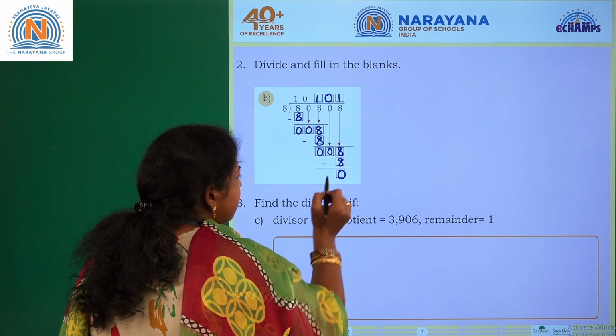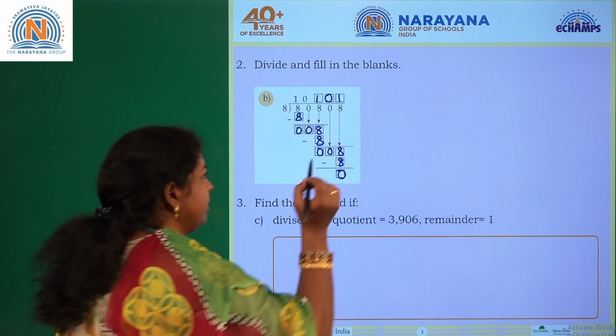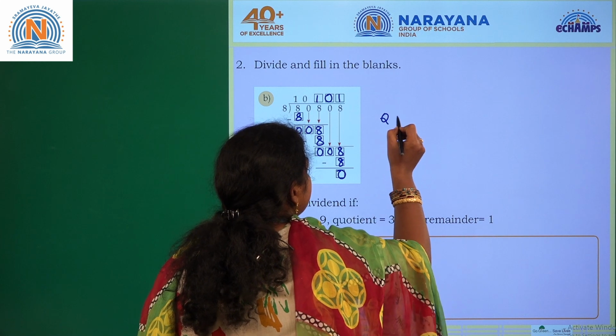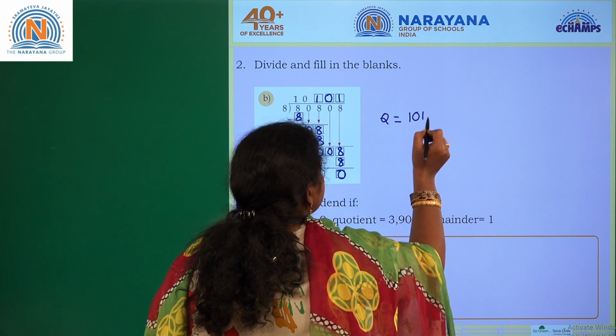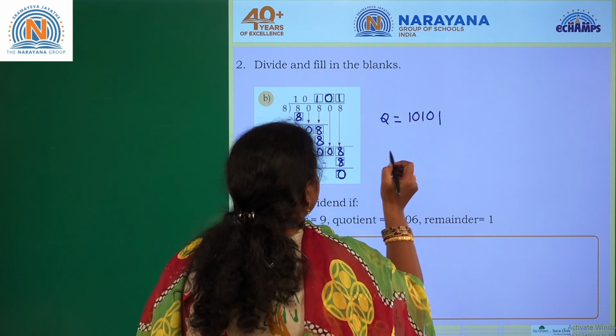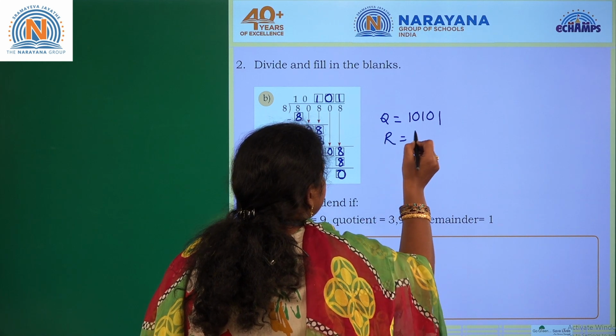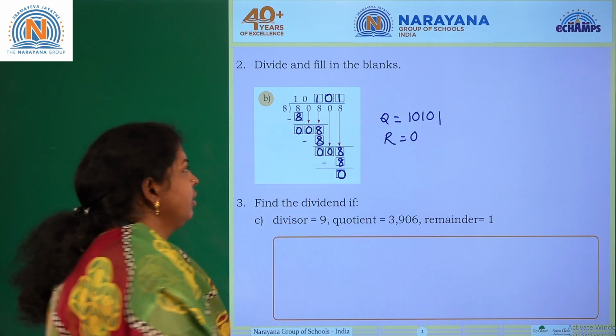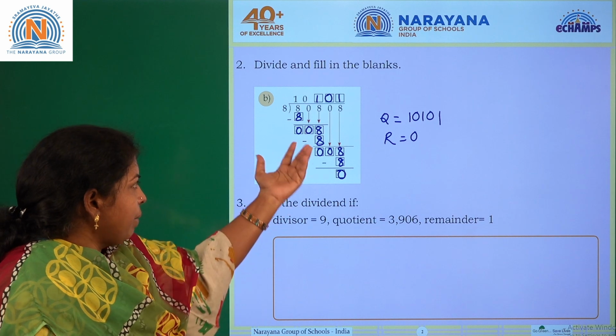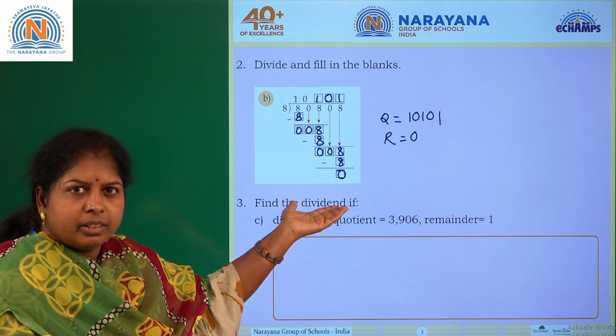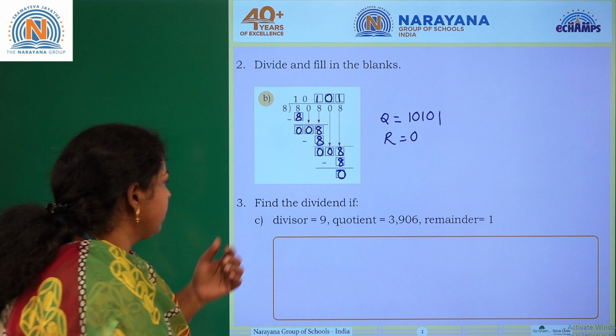and that is 0. So what is our quotient? Quotient is 10101. What is the remainder? It is 0. Okay. Divide and fill in the blanks. All the blanks were filled up, right? Right. Let us move to the next one.